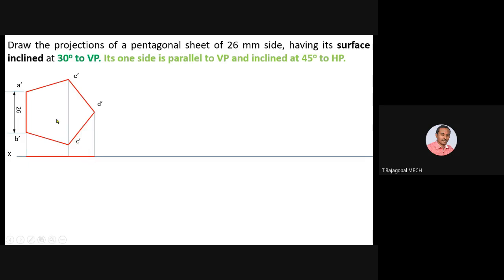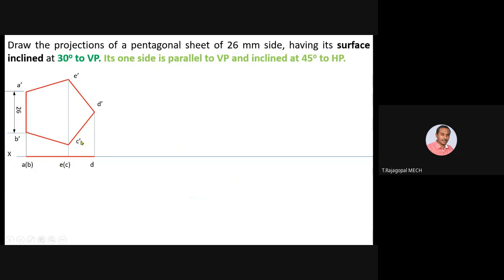In the top view, what are all the points visible for us? A dash, E dash, D dash will be visible for us, but B dash, C dash are invisible in the top view. Invisible points are always represented inside brackets. So you can check, A is visible, B is invisible from the top view. Similarly, E is visible, C is invisible from the top view. Again, D is visible.